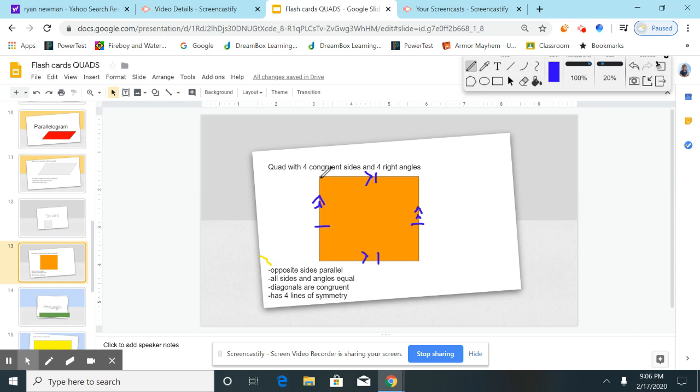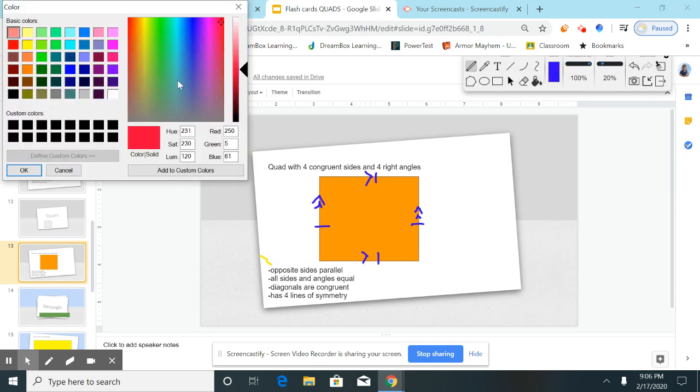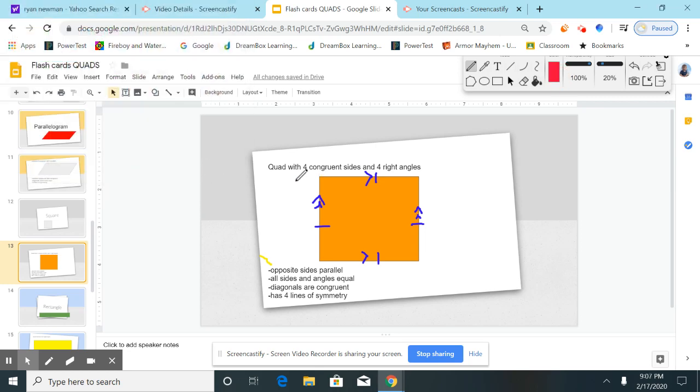Diagonals are also congruent. So I'm going to switch to my red here. My diagonals are not straight, but they're congruent. There we go. Same thing. So you could put a 2 here, just indicating that all 4 of these are exactly the same length.